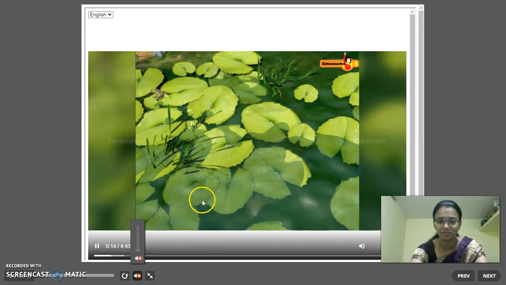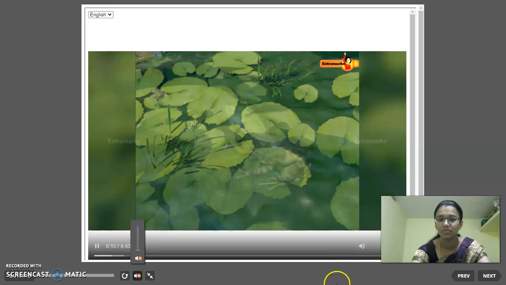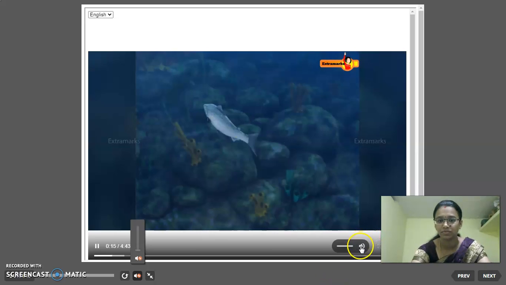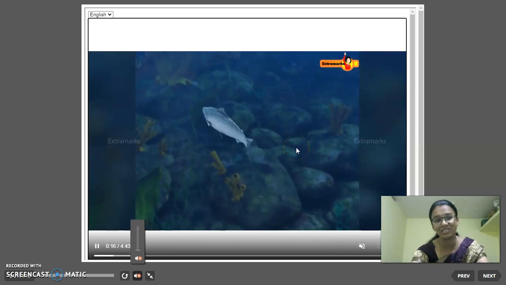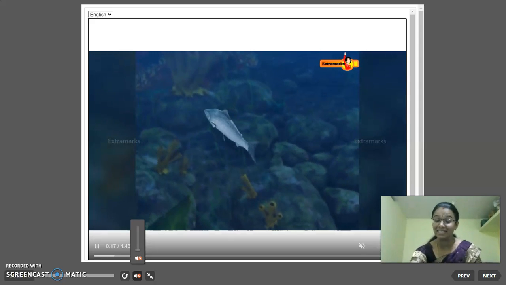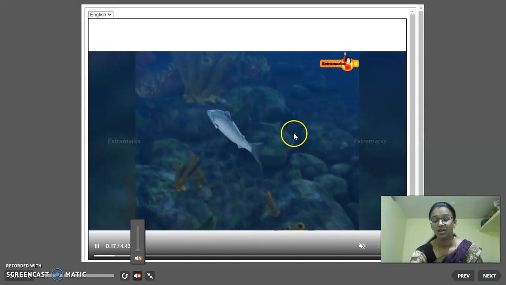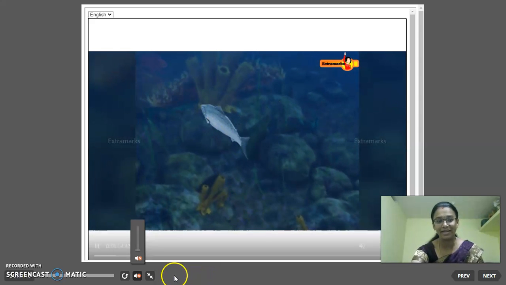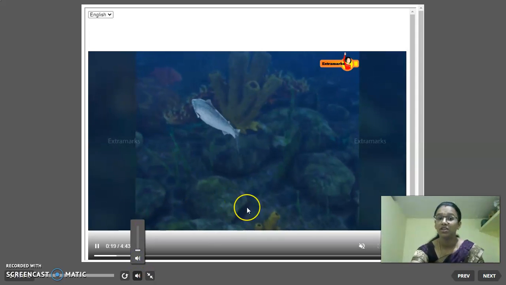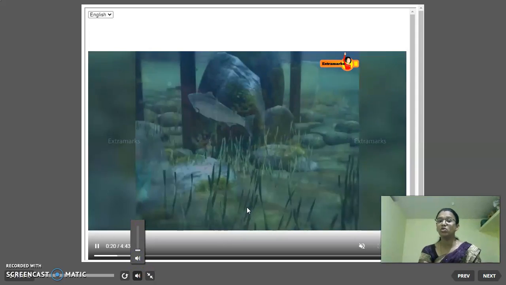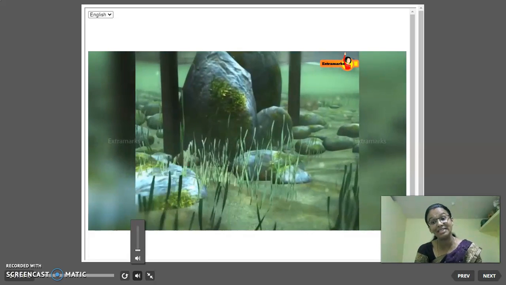I said, right, fishes also move from one place to other place in search of food. I have shown you this already, right? And the next thing is human beings also move from one place to other place in search of food.